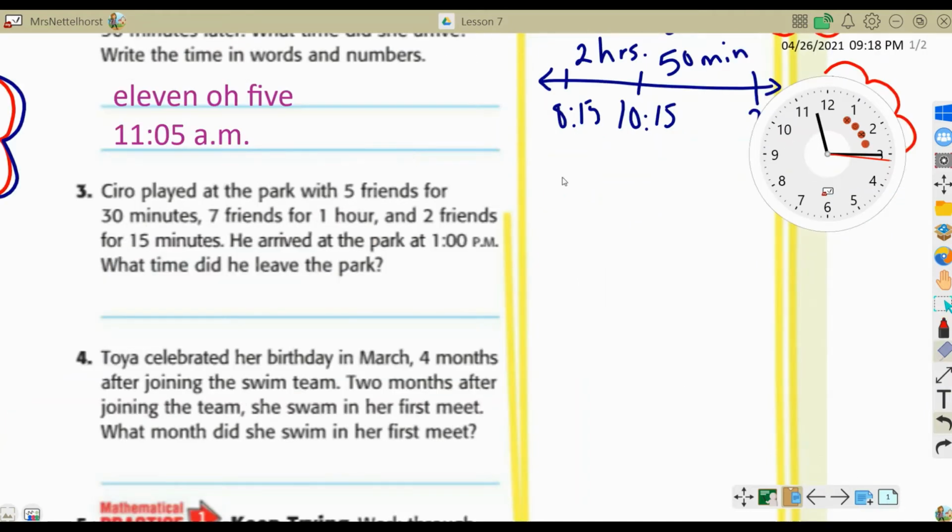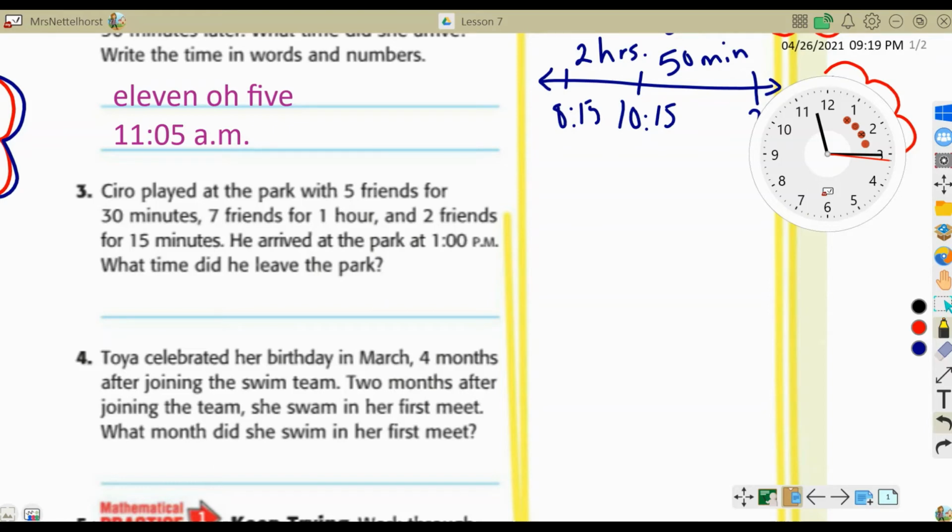Okay, so Cyril played at the park with 5 friends for 30 minutes, 7 friends for 1 hour, 2 friends for 15 minutes. He arrived at the park at 1 o'clock p.m. What time did he leave the park? So I need to look at my question first. We want to know, because we have a lot of different numbers in there. And this is a time when kids go, oh, look at all the numbers, I'll add them up. But that's not what you need to do. Look at your question first. What time did he leave the park?